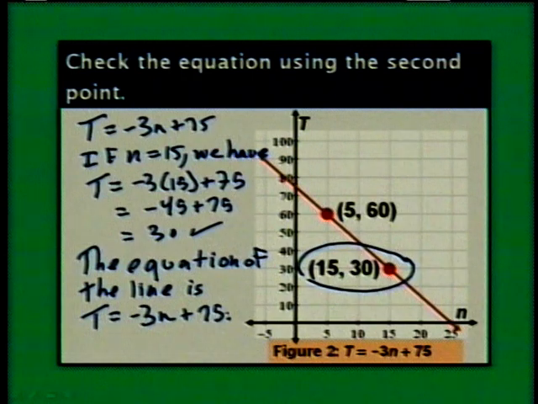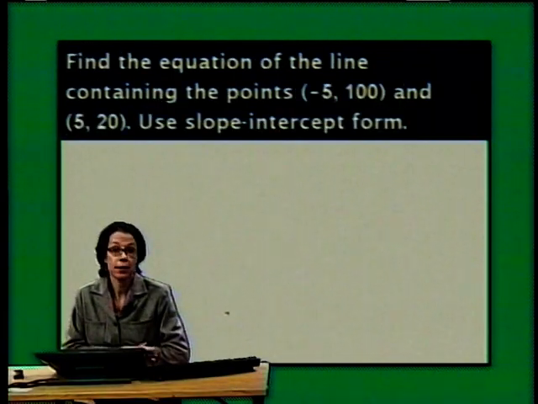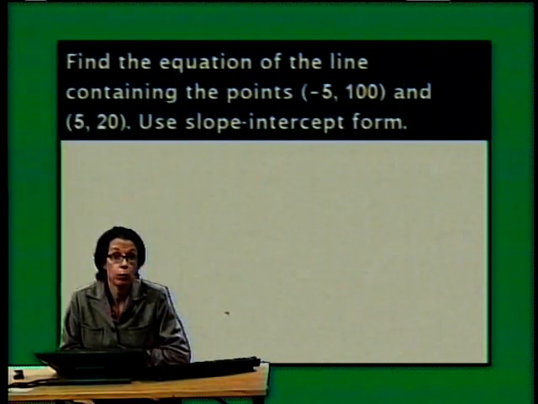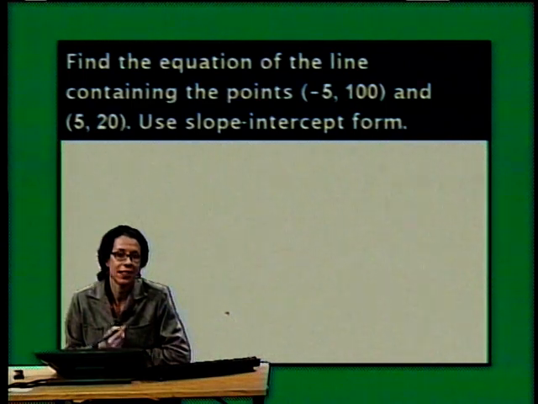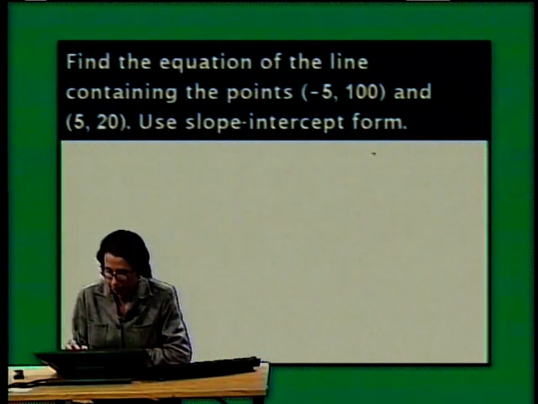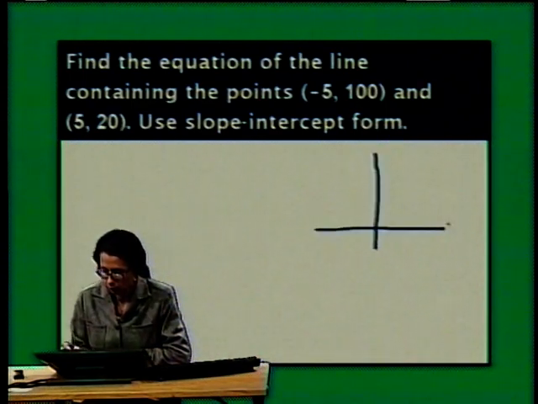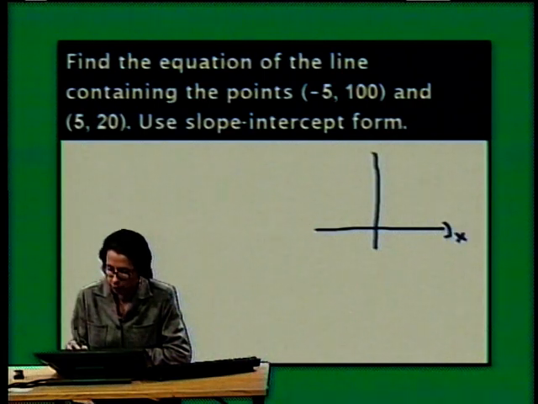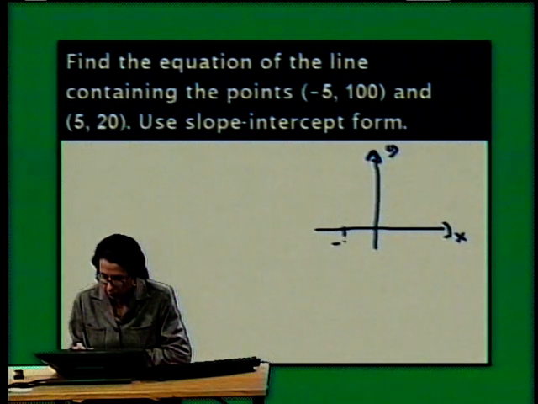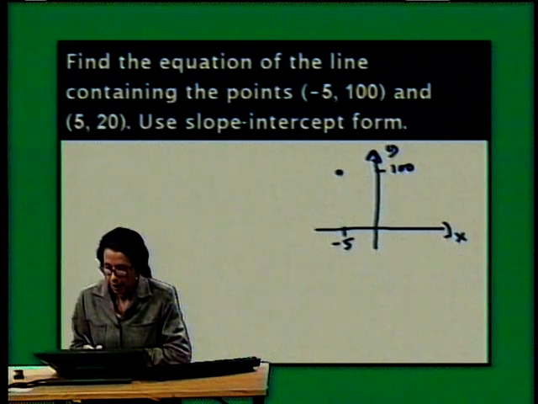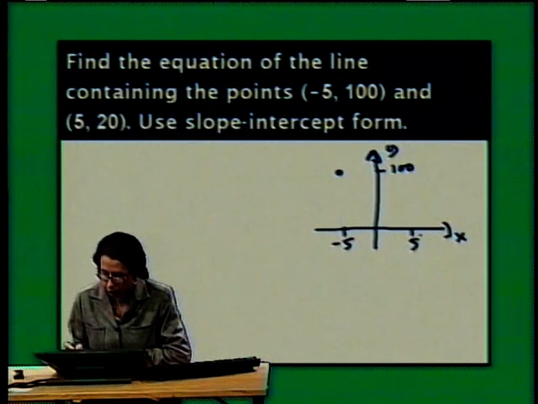Let's do another example. In this example, we don't have a picture, we just have 2 ordered pairs. But I'm going to make just a rough sketch of this situation so that I can see what's going on. So I'm just going to call my variables x and y here. And when x equals negative 5, y is 100. And when x equals positive 5, y is 20.